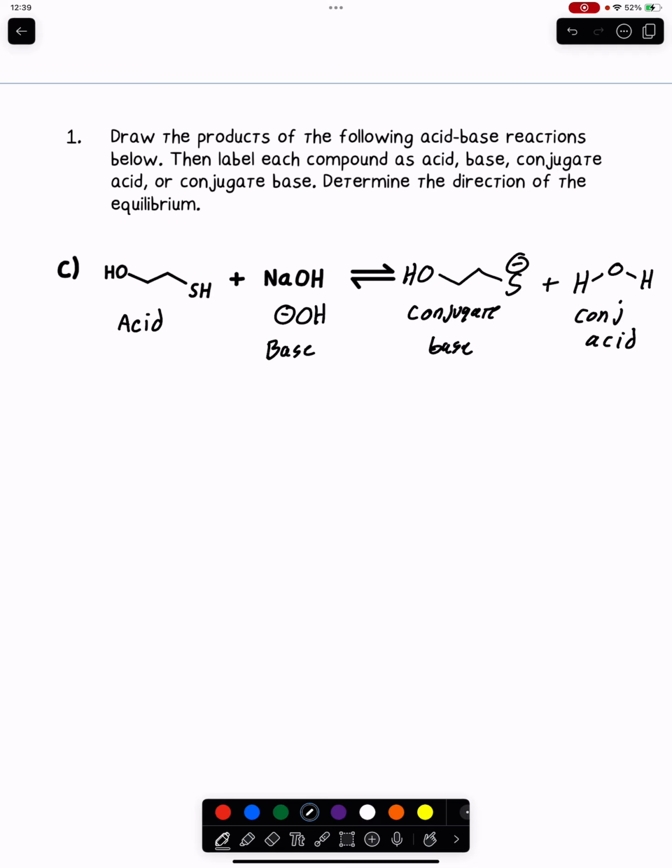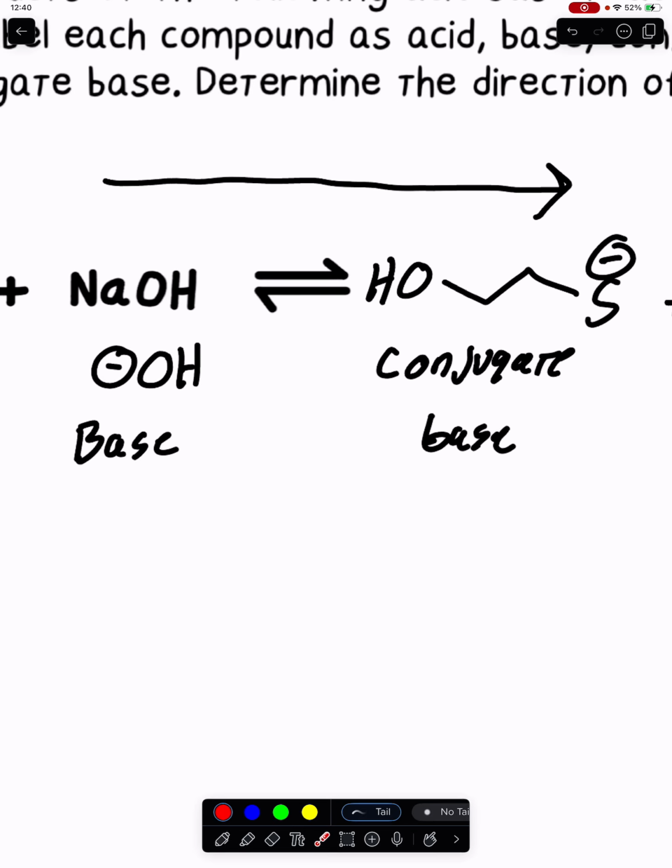Again, we can use the pKa method, and we can realize that this acid has a pKa of around 10 to 11. And the acid on the right side, water, has a pKa of around 16. Well, the equilibrium is going to go away from the stronger acid. So that means the equilibrium is going to go towards the conjugate base and water. That's the pKa method.